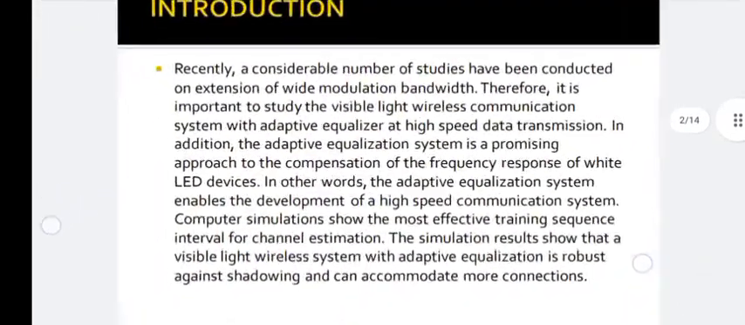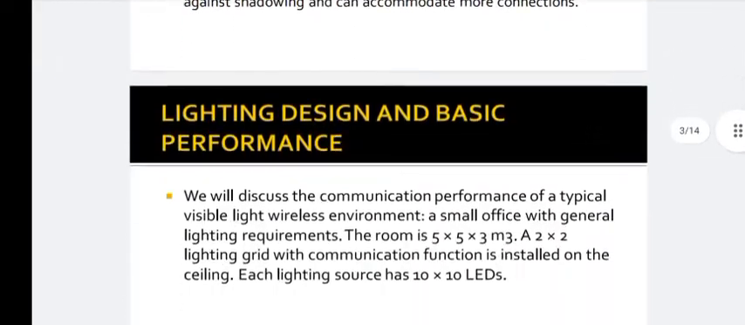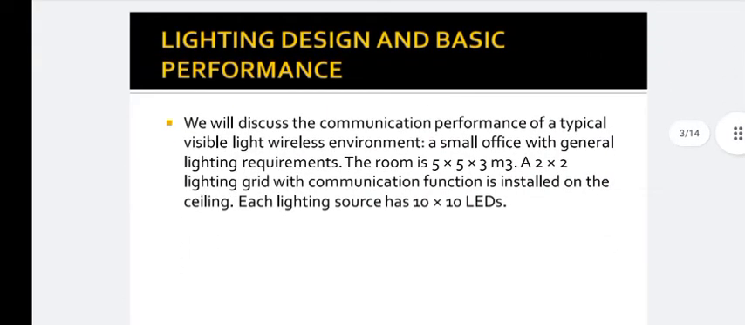This is the introduction. A considerable number of studies have been conducted on extensive wide modulation bandwidth. Therefore, it is important to study the visible light wireless communication system with adaptive equalizer and high speed data transmission. Similar results show that the visible light wireless system with adaptive equalization is robust against shadowing and can accommodate more connections. Next we see the lighting design and basic performance.